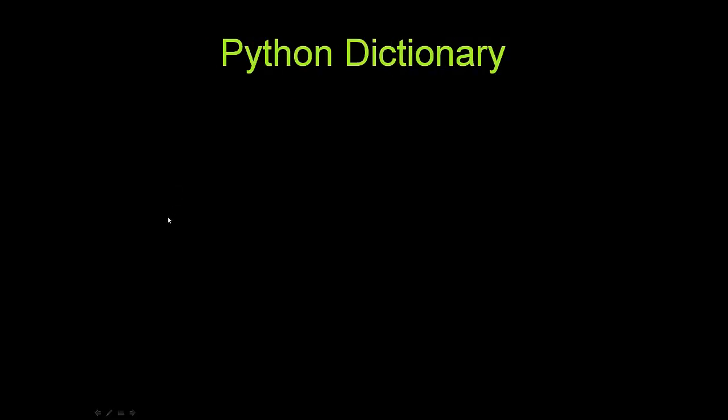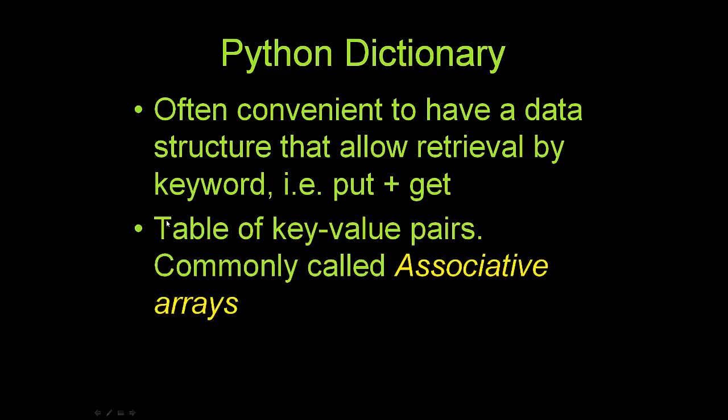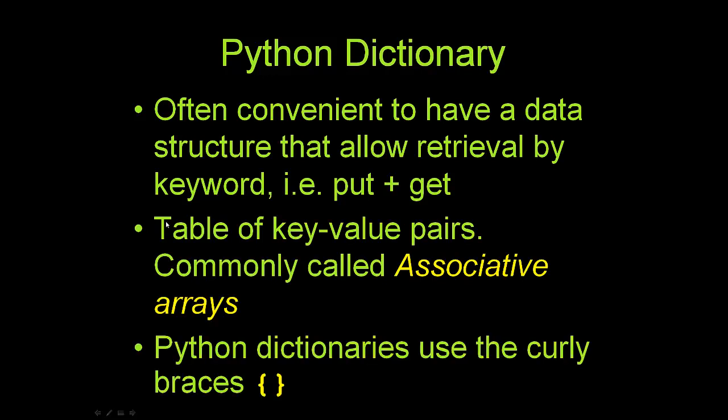Now, before we continue, let me briefly talk about this new data structure called a dictionary. Sometimes it's convenient to have a data structure that allows us to do retrieval by keyword, like put and get. Typically, we have these kinds of data structures called associative arrays. A Python dictionary is an associative array. If you remember, tuples use round brackets, lists use square brackets, and dictionaries use curly brackets.